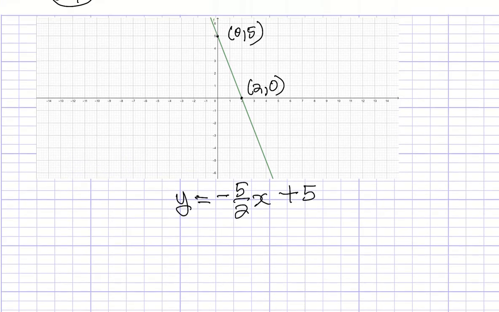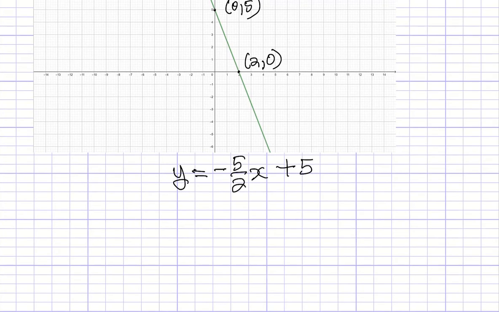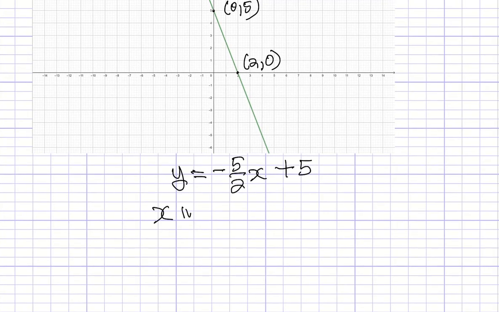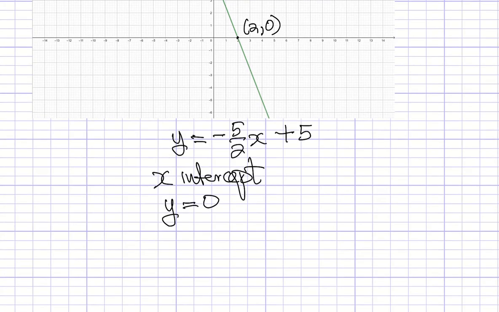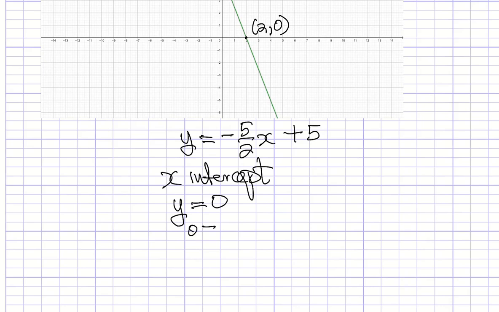Okay, so we can use what we normally do. We find the intercept. Once we solve it, we'll find those 2 points. Let me show you. So for the x-intercept, we'll do what we normally do. We'll set y equals 0, and then we'll solve for x. When you solve for x, that x is the x-intercept. So you get 0 equals minus 5 over 2 x plus 5, right?